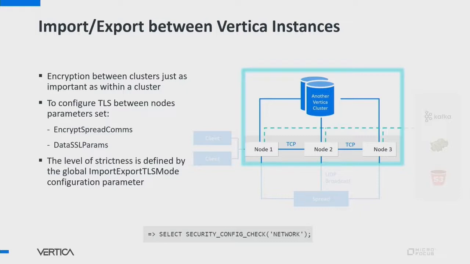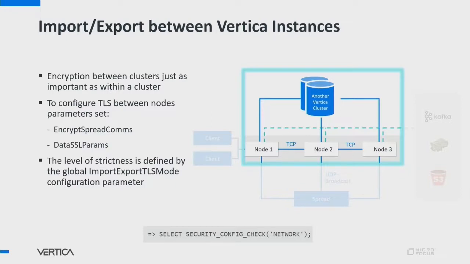Vertica can encrypt both data and plan metadata. Data is encrypted if internode encryption is configured. For metadata, by default, Vertica tries TLS first and falls back to plain text, but it is possible to configure it to require TLS and to fail if the connection cannot be made. To configure TLS between nodes, some parameters should be set. The EncryptSpreadComm parameter enables all other TLS-related parameters and is set by the ALTER DATABASE command.